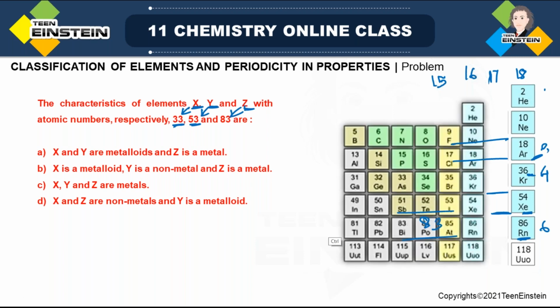You can also check it here. 33 is a metalloid, 53 is non-metal, and 83 is bismuth, a metal. Option B is the correct option.